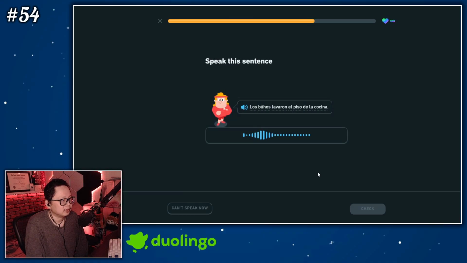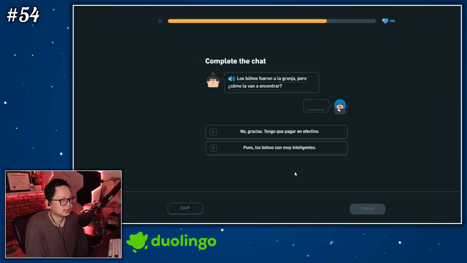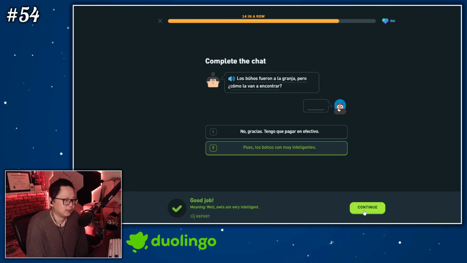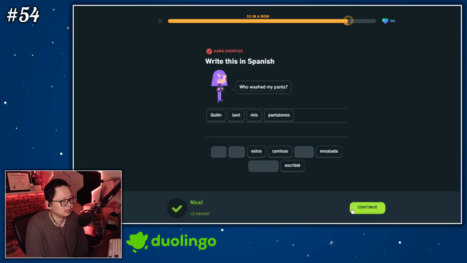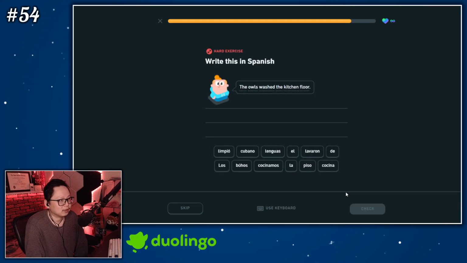Los búhos lavaron el piso de la cocina. Los búhos fueron a la granja, pero ¿cómo la van a encontrar? Pues los búhos son muy inteligentes. I mean, owls are intelligent to some extent. ¿Quién lavó mis pantalones? Los perros, obviously. The dogs washed the pants.